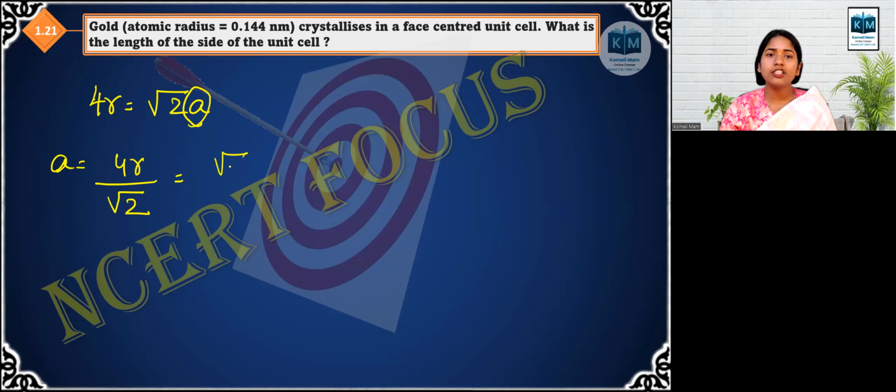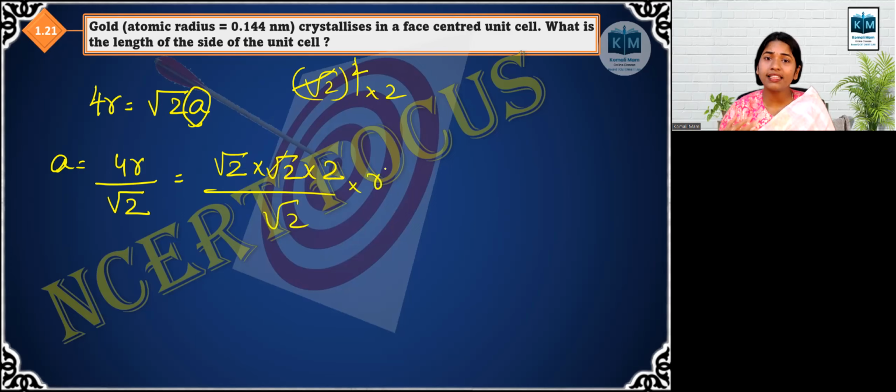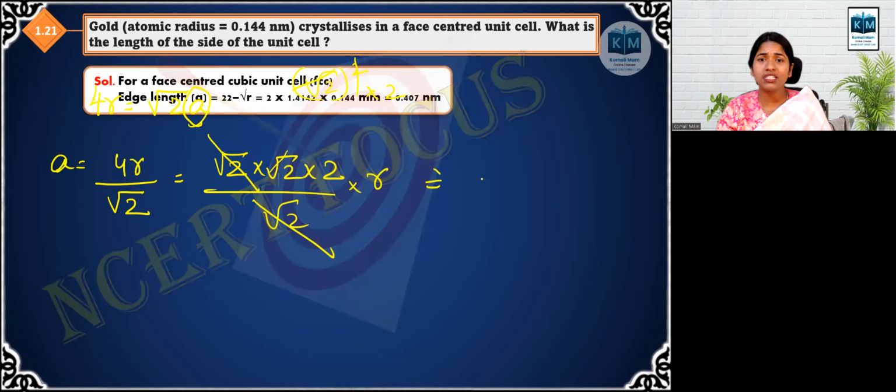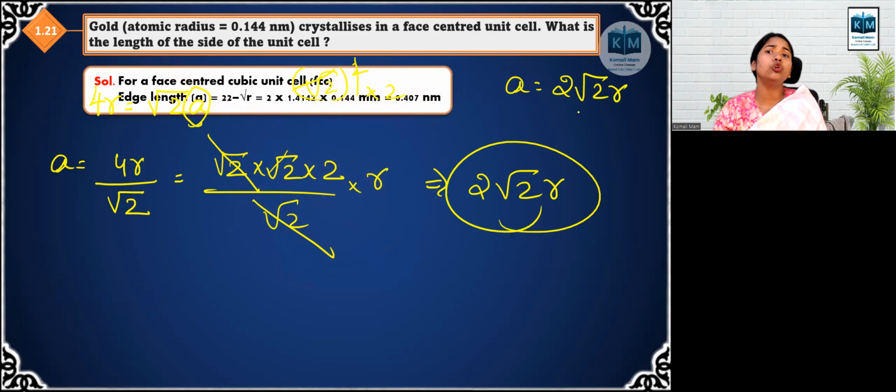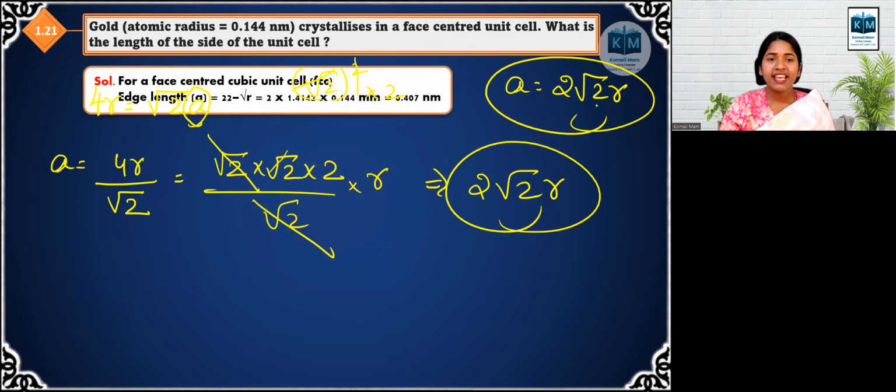We can write 4 as root 2 into root 2 into root 2, meaning root 2 whole squared. Root 2 whole squared, the root and square cancel, so 2 into 2 is 4. Why are we writing it like this? Because we can remove the denominator, so our calculation becomes easy. That is the reason why in your textbook it is mentioned A = 2 root 2 R. So A is equal to 2 root 2 R.